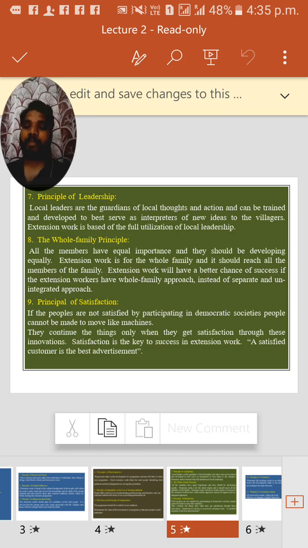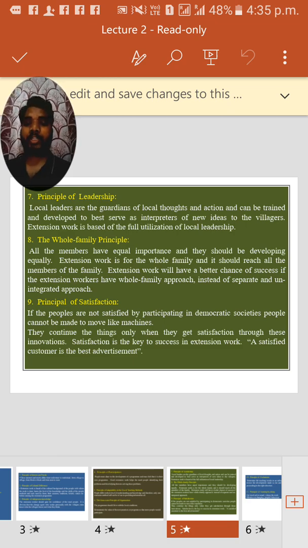The whole family principle: all the members have equal importance and they should develop equally.